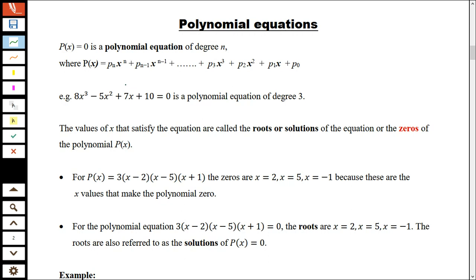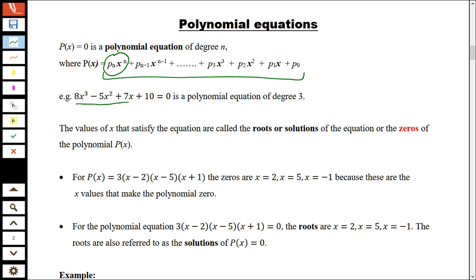All right, so P(x) = 0 is called a polynomial equation of degree n, where P(x) is your polynomial, whatever it may be. In this case, the general polynomial has a leading term of Pn x to the n, so the degree of that polynomial is n. So have a look at this one.